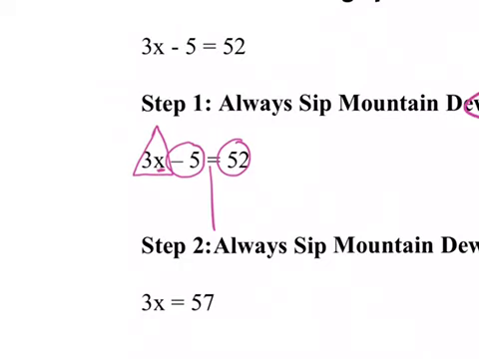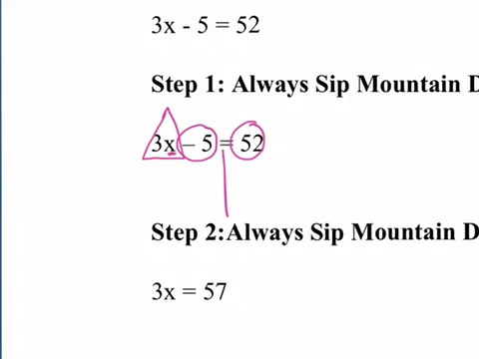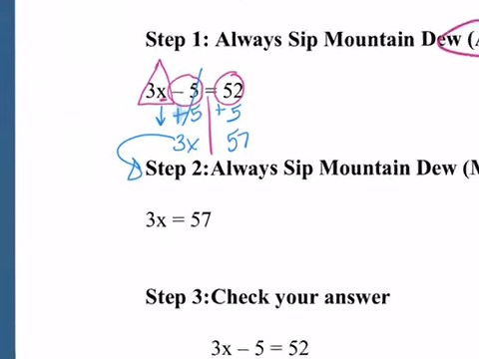I can't move this 3x. It's my only triangle. I don't have a variable over here that I could combine it with. So the only thing I could possibly even move is this -5. And to move it, I have to do the opposite operation. So since it's -5 in the problem, I'm going to do +5 to get rid of it. And then add it to the other side. So 52 plus 5 is 57. And then bring down the other part of your problem, which brings us to step 2.